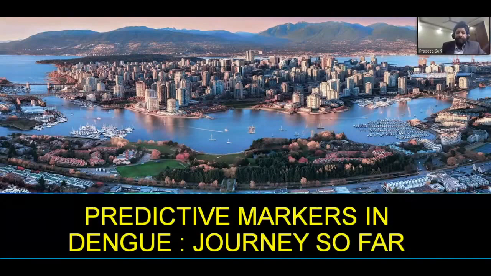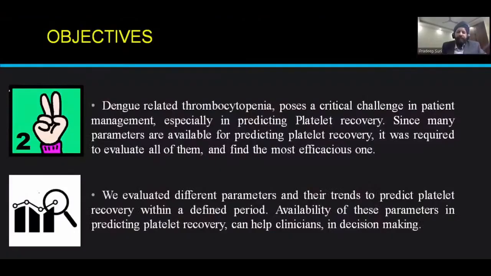So the objective of this study was again simple: we were trying to look at which of the markers, after evaluating all of them, is the best marker for predicting platelet recovery in dengue thrombocytopenic patients, and which of these markers can be useful to clinicians in decision making over a defined period.